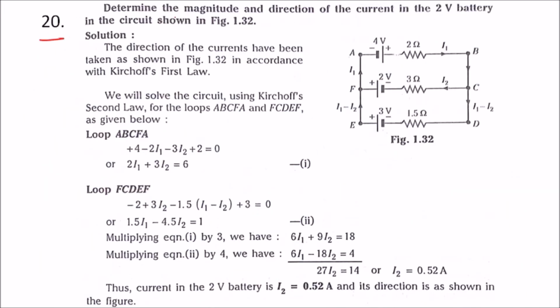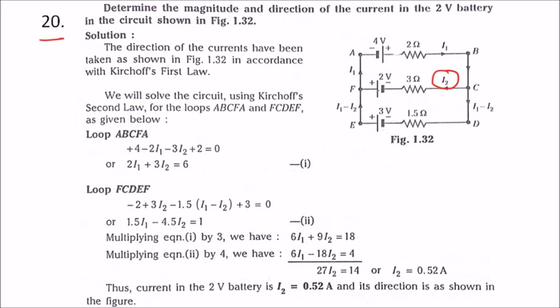Problem number 20. Determine the magnitude and direction of the current in the 2 volt battery as shown in the circuit below. So magnitude is nothing but the value of current, and we have to find the direction of the current. So first, the 2 volt as shown in the figure. They are telling us to find the value of the magnitude of I2 and which direction it is flowing.